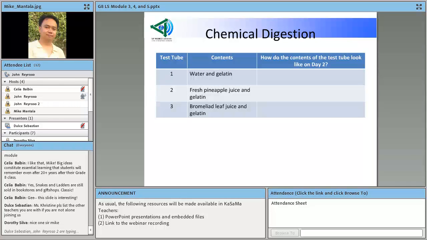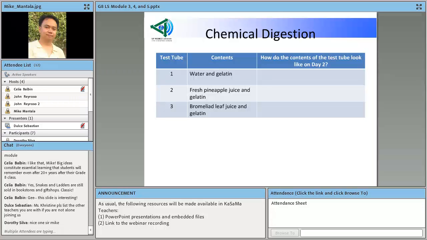Okay, so activity 1B introduces the students to the process of mechanical digestion of food. Activity 2, this is activity 2 now, will introduce the students to chemical digestion. Okay, so in their learner's module, they have here a table.